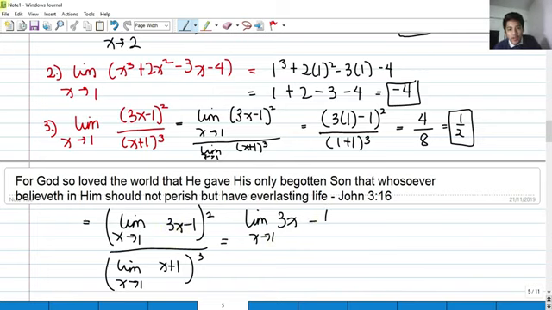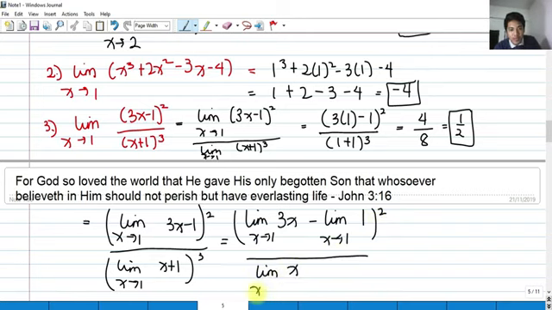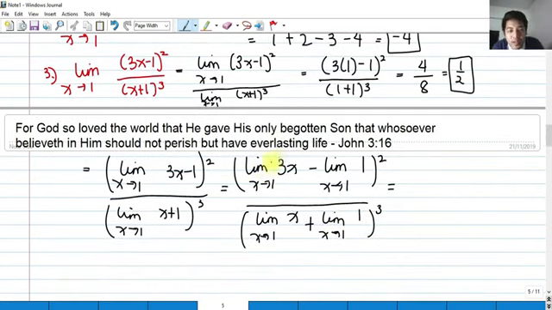So we have minus the limit of 1 as x approaches 1 squared, over the limit of x as x approaches 1 plus the limit of 1 as x approaches 1 cubed. So if we evaluate this, we can factor out 3 outside of the limit. So I can rewrite this with 3 outside of the limit, multiplied by the limit of x as x approaches 1. So it would become 3 times 1, because the limit of x as x approaches 1 is 1, minus the limit of 1 as x approaches 1.